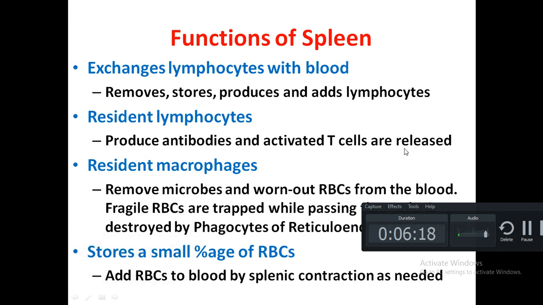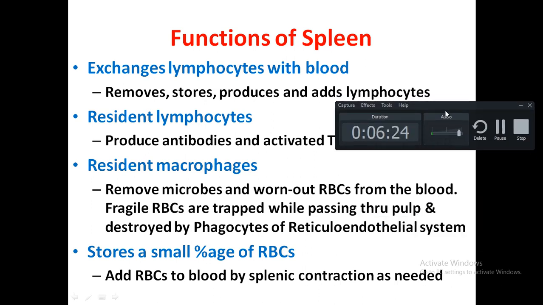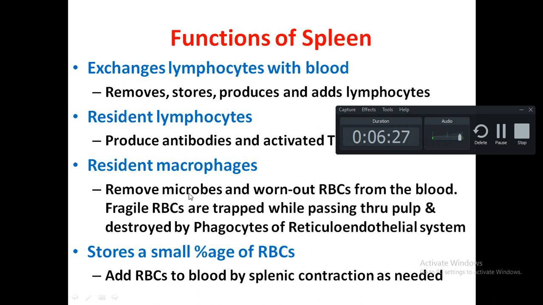The third function is the presence of resident macrophages. Now, these macrophages remove microbes and then worn out RBCs from the blood, and these worn out RBCs which have completed their lifespan of 4 months are trapped while they are passing through the red pulp area, and then they are destroyed by the phagocytes that are present in the reticuloendothelial system. So these macrophages not only remove the microbes, but they also remove the worn out and the damaged RBCs.